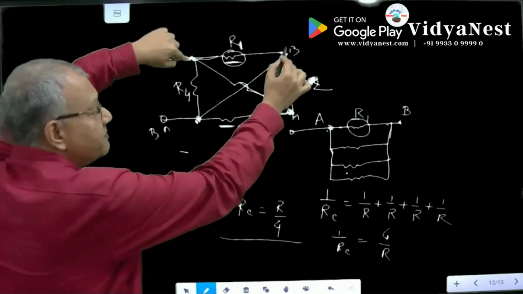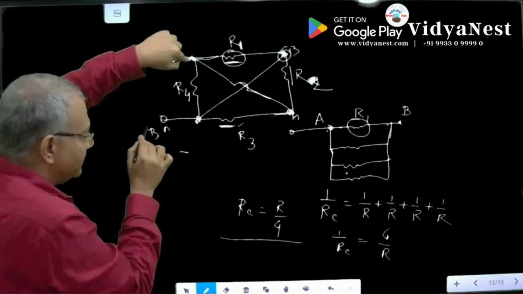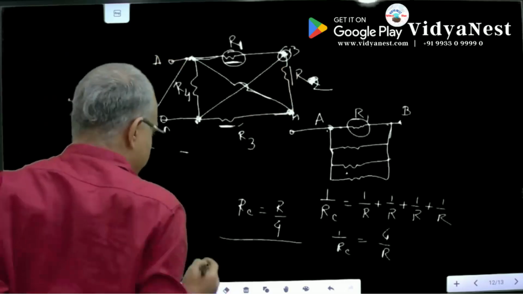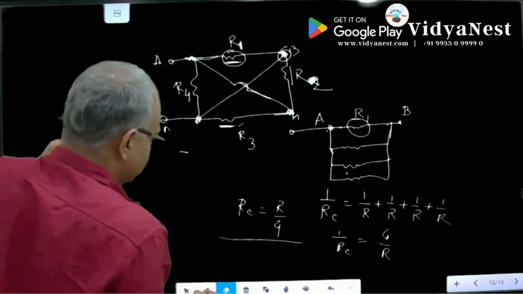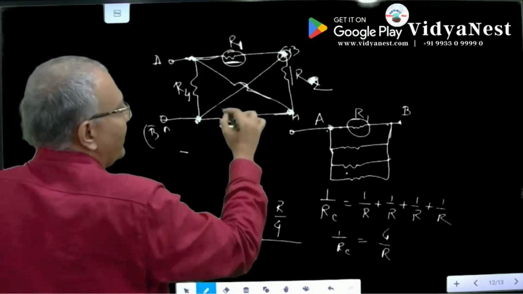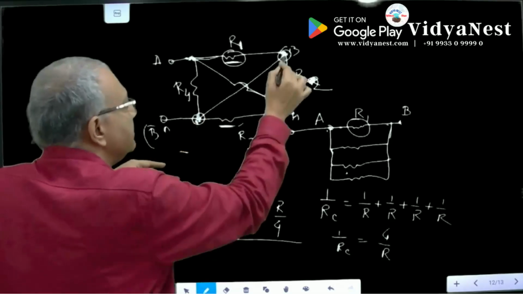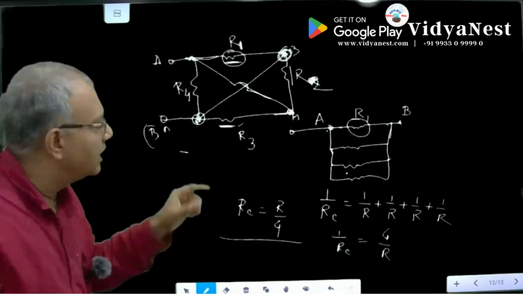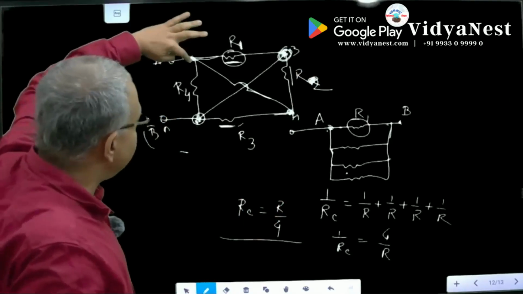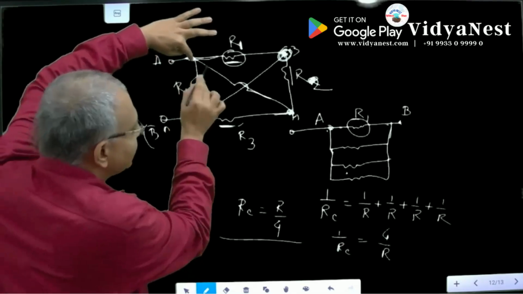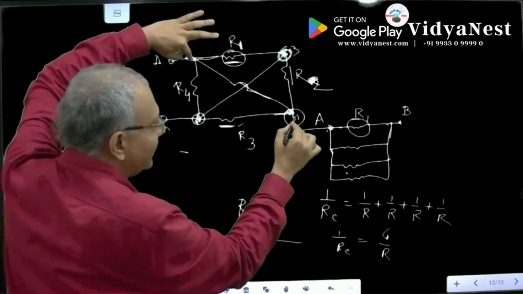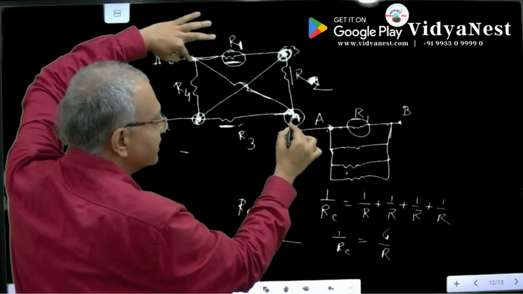Because why is this B? You can see this terminal B and this terminal B are just connected by a short wire. That's why this point is B, this point is also B. Simple. Similarly, if this point is A, it is connected by a short wire, so this point is also A, and this point is also A.